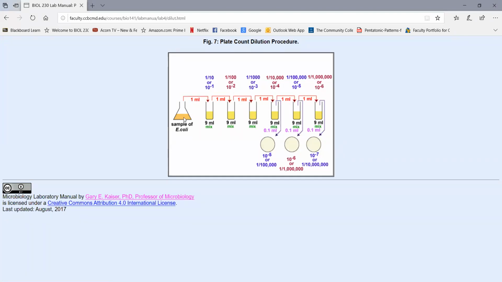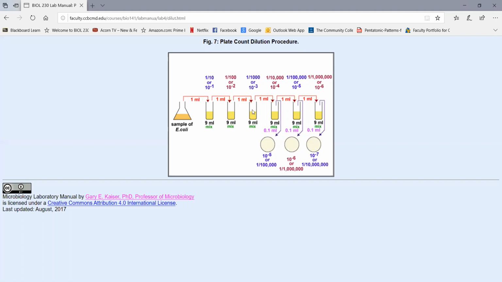You're going to aseptically pipette 1 mil of E. coli into 9 mils of saline for 1 to 10 dilution. You're going to mix that thoroughly on a vortex mixer. Take 1 mil out of your 1 to 10 dilution and put into 9 mils of saline for a 1 to 100 dilution, or 10 to the minus 2. Mix that on the vortex mixer. Aseptically remove 1 mil from the 1 to 100 tube, put that into 9 mils of saline for 1 to 1,000 or 10 to the minus 3.